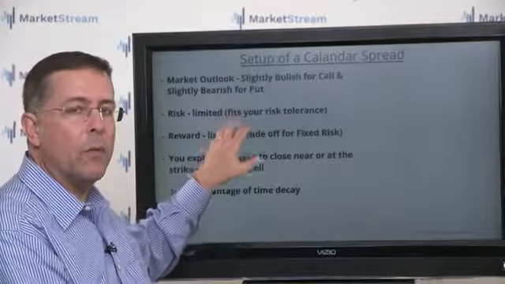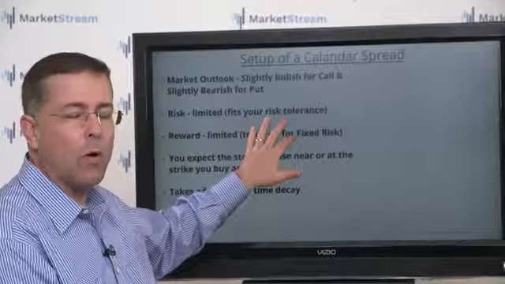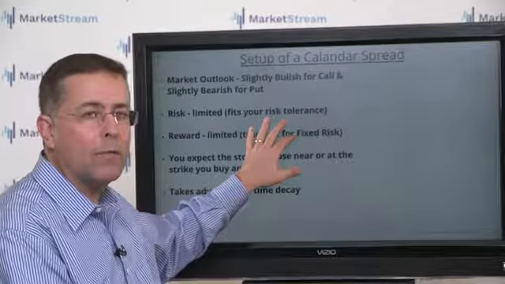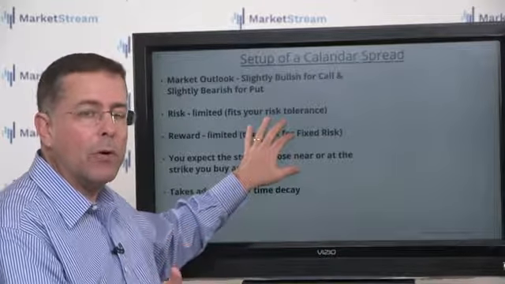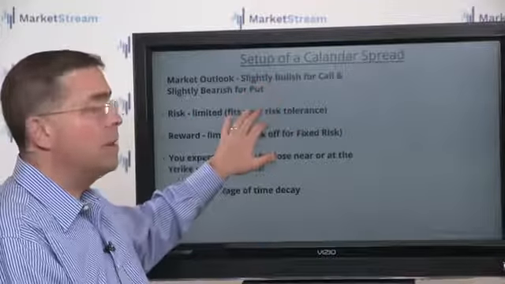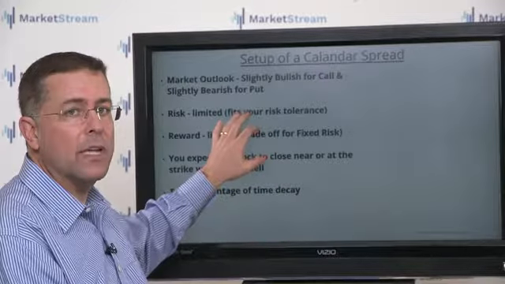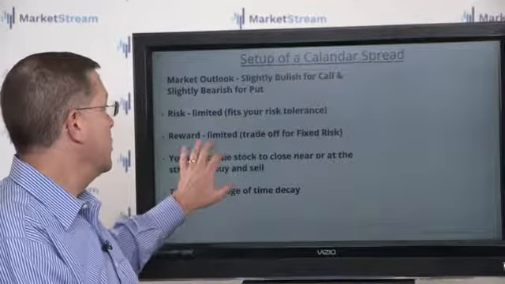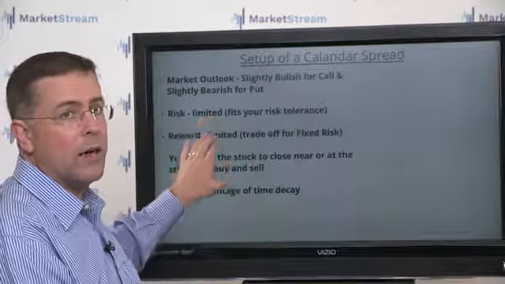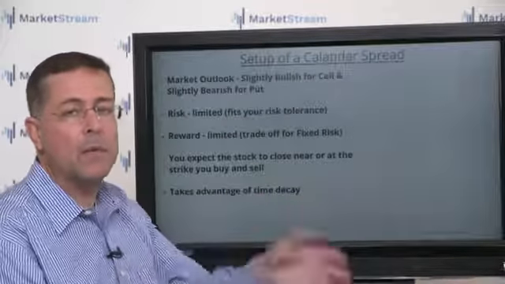Now, for those of you that are wondering, why would I use this strategic approach? Because you have a lower risk tolerance, or you have less capital that you want to put at risk, or you may not have a ton of capital to put at risk, but you have an opinion and you want to deploy it because you believe that your opinion statistically has a high probability of occurring. Your reward is going to be limited if you're limiting your risk. All right? That's the trade-off of fixed risk: you're going to give up unlimited profit potential.